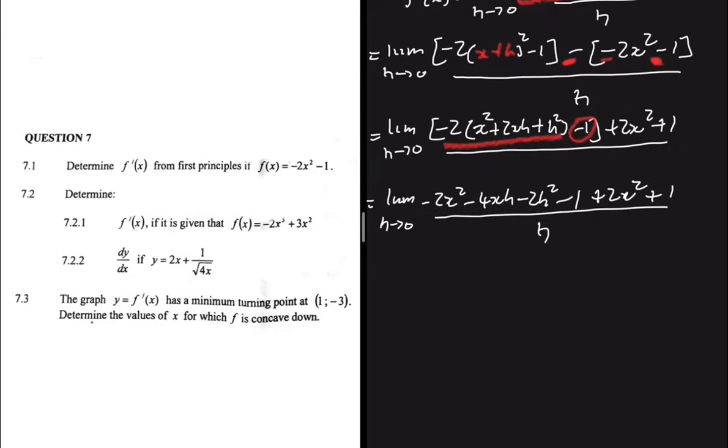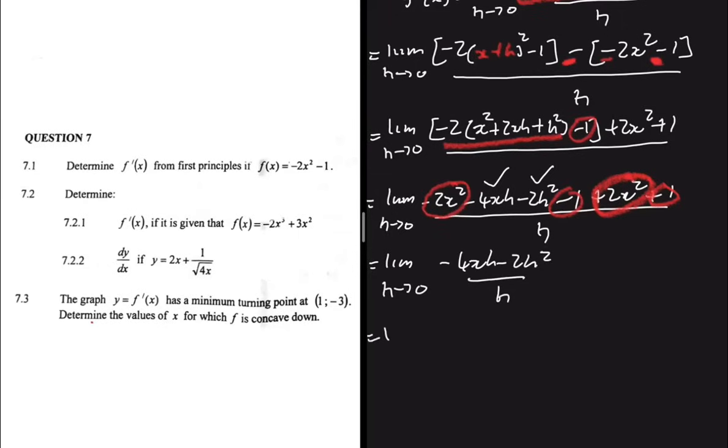Now I want to show you something. We have minus 2x squared here plus 2x squared, and then we have minus 1 plus 1. So we're only left with minus 4xh and minus 2h squared. So we're gonna have the limit as h tends to 0 of minus 4xh minus 2h squared divided by h. So let's take h as a common factor in the numerator. If we do that, we're gonna have h multiplied by minus 4x minus 2h divided by h. H and h cancel out.